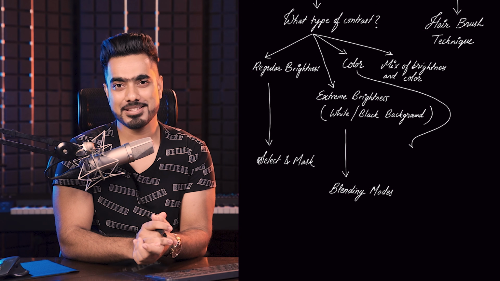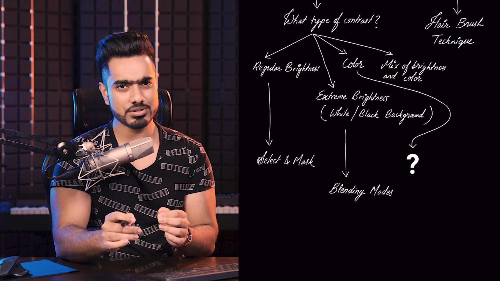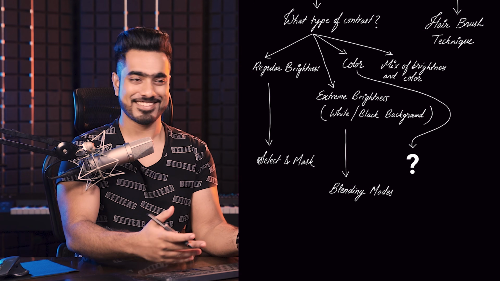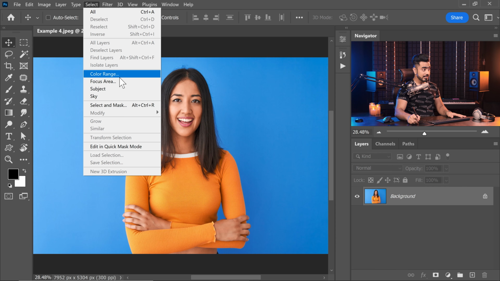Now, what technique should we use if the color separates the background from the hair? You see, this is a difficult question for me to answer because a few versions ago, I would have asked you to just use the color range, and it makes the most logical sense because it selects a target color. And let's try color range first, but it's not that effective. Let's test it. Let's go to select and then color range.